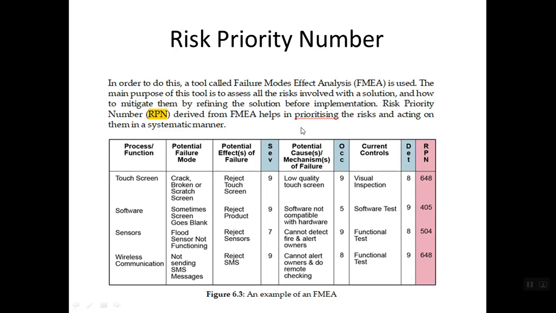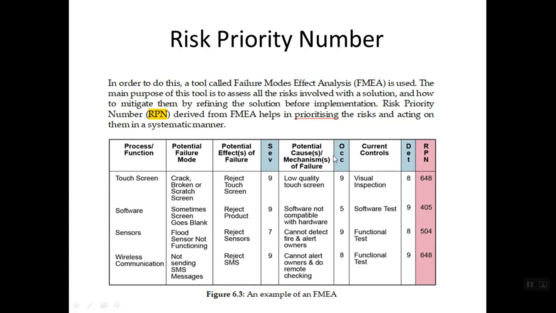Okay, so the RPM. RPM is for the FMEA. RPM comes from the risk priority number. This means what is the highest risk. For this process, you see the touch screen actually has potential failures. That is crack, broken, scratch. So if this happens, the effect will be a rejected touchscreen. So the severity for this is imagined as 9 out of 10. The highest is 10, so 9.